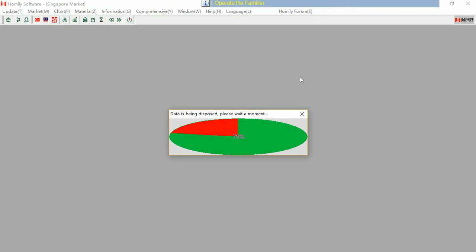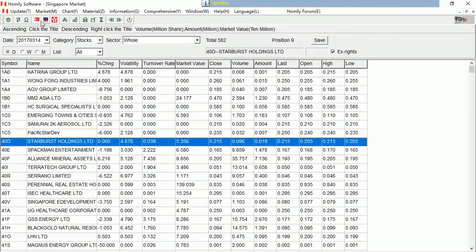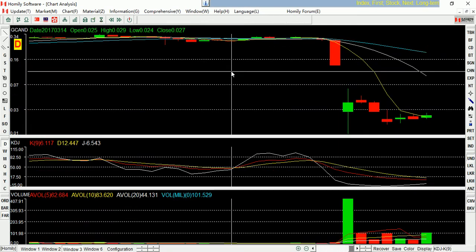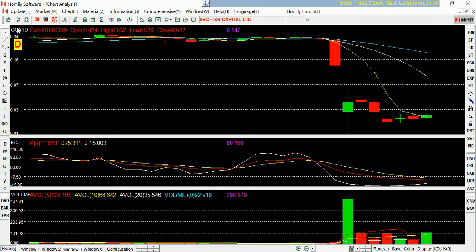Okay, so let's see some active stocks first. Then I click Singapore market. Then we right-click volume. Then we can know the high volume stocks. The first one is ISR Capital. So let's see this stock.